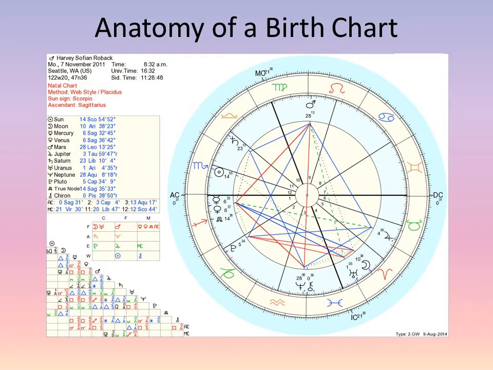Let's look at the anatomy of a birth chart. There's the birth info, the birth wheel, which has all the positions of the planets and their aspects to each other, and the zodiac and house system. Then we have the planets, the signs, and the degrees which they occupy within those signs. You have the elements and modes, which planets are in what particular element or mode. And then we have the planetary aspect grid.